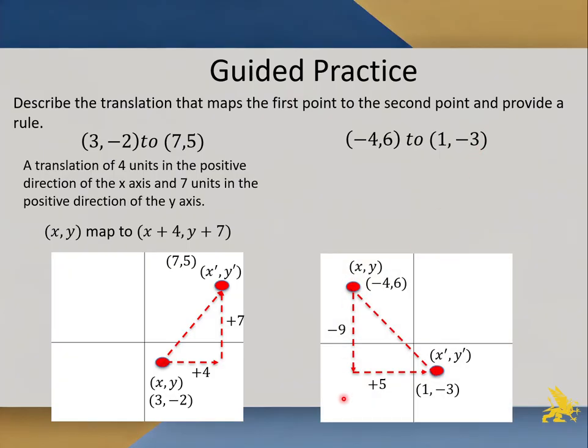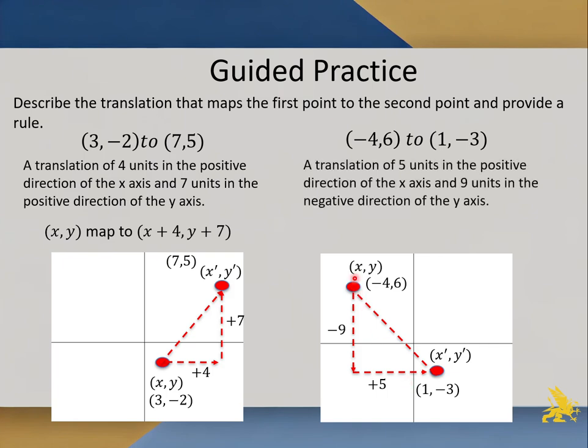I can do it visually by drawing those two points and drawing a right angled triangle and thinking about it as looking at the rise and run. So from this, I can then write it in words. There's a translation of 5 units in the positive direction of the x-axis, and there is a 9-unit translation in the negative direction of the y-axis. I can map this. So my new x value will be x plus 5 and my new y value will be y take away 9.